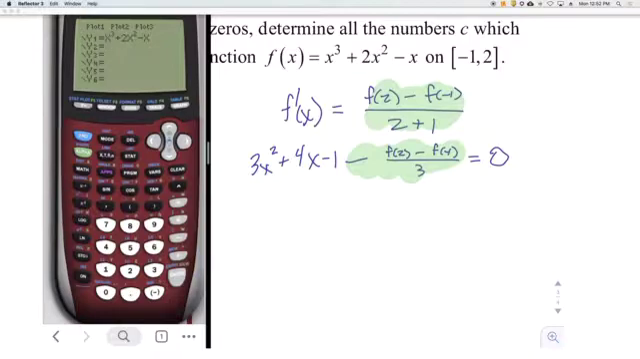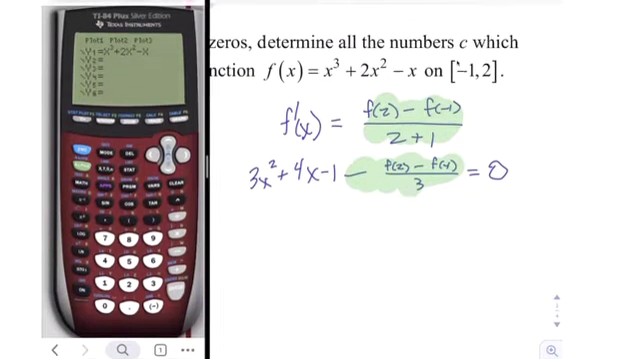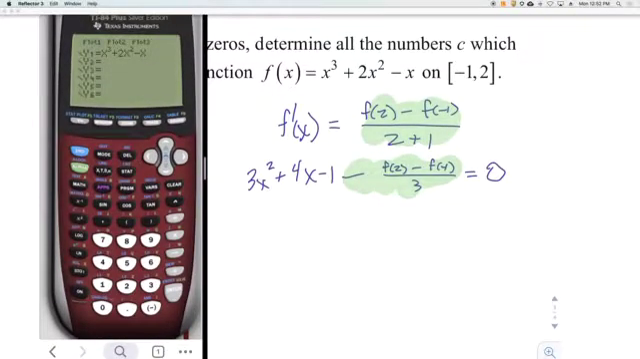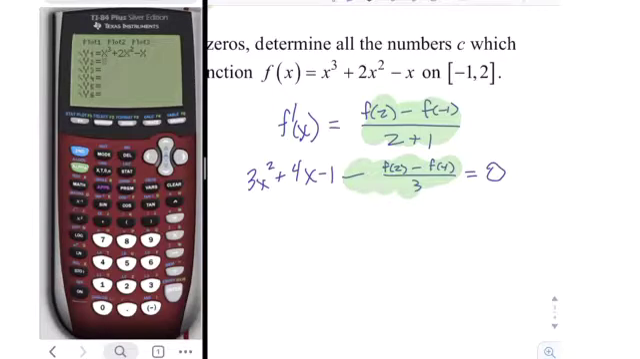So it's in Y1, so we can still access it from any home screen, but it's not going to graph it because that's how we are going to solve equations. We're going to solve them graphically. Now in Y2, we're going to type in this left side right here. Okay, we're going to put that in Y2. So here we go, 3x squared plus 4x. That was a pretty easy derivative to get, minus 1.